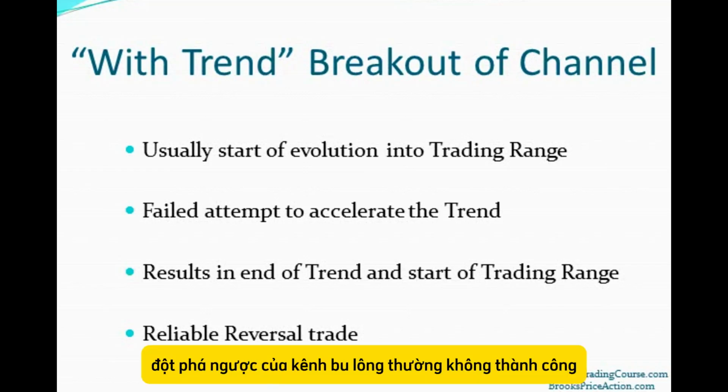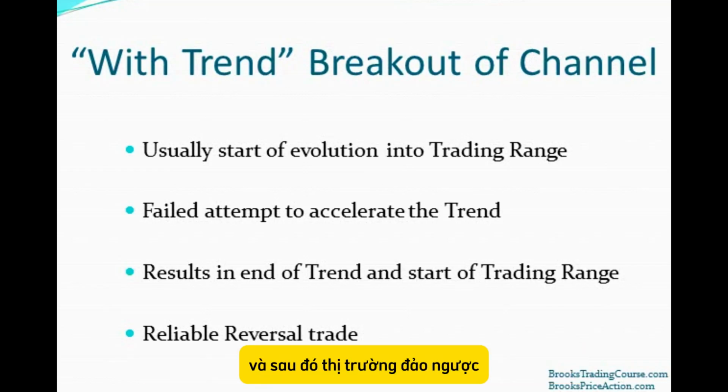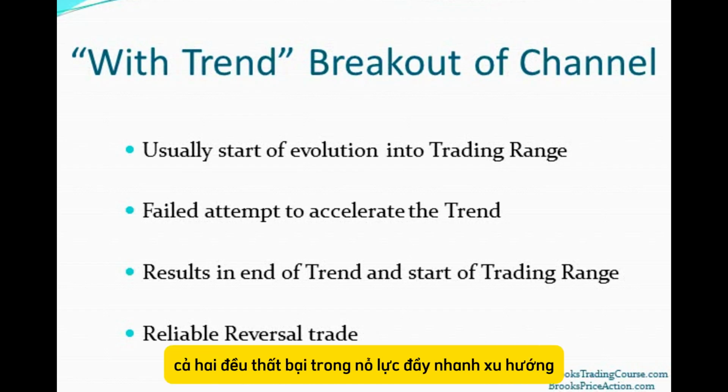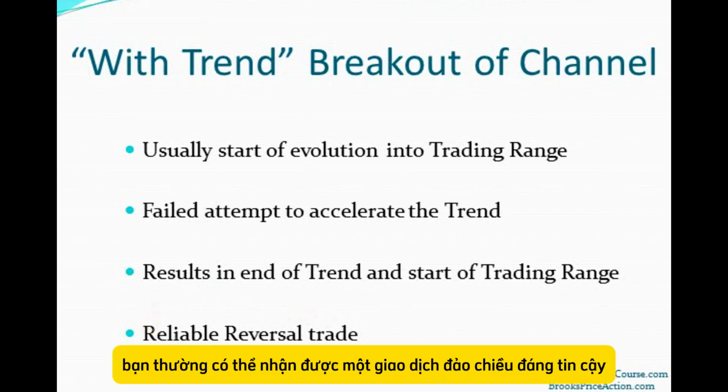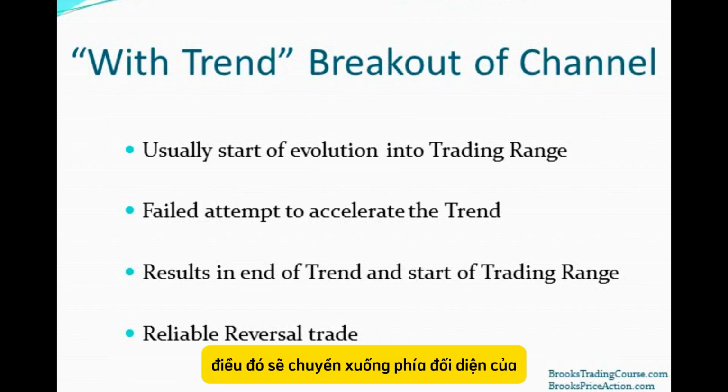The upside breakout of a bull channel usually fails, and then the market reverses down. A downside breakout of a bear channel usually reverses up, and then goes sideways, and the channel becomes part of a trading range. The upside breakout turning down or the downside breakout turning up, both are failed attempts to accelerate the trend. And if you see a reasonable signal bar on the reversal, you can usually get a reliable reversal trade that will carry down to the opposite side of the channel.